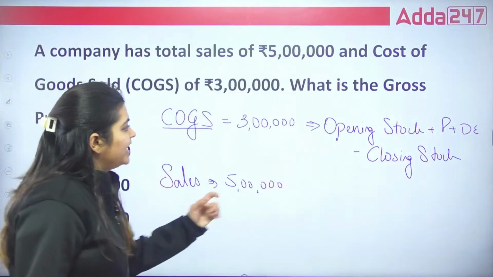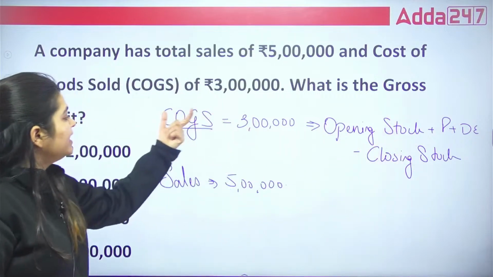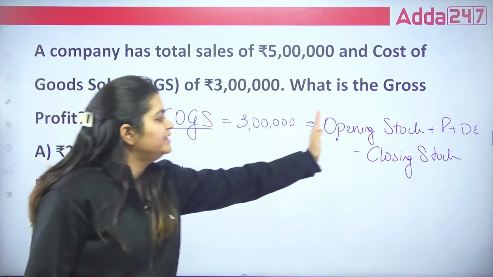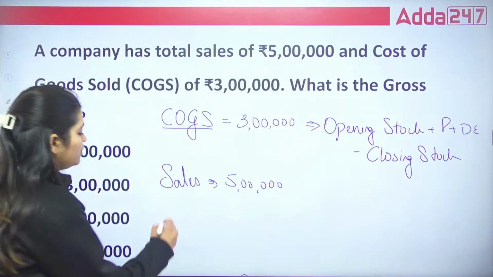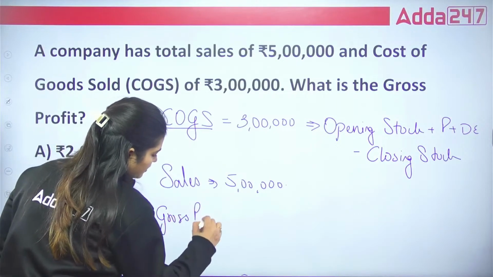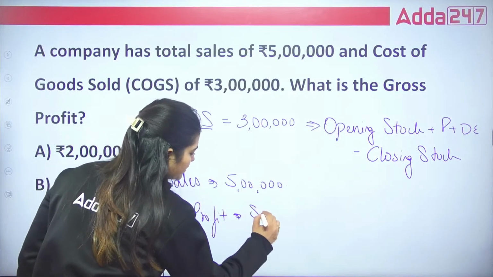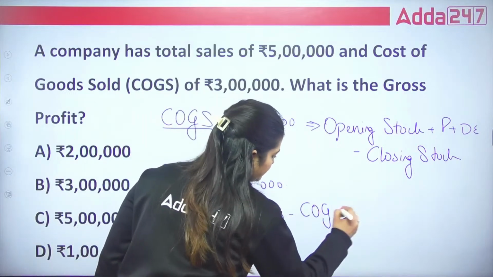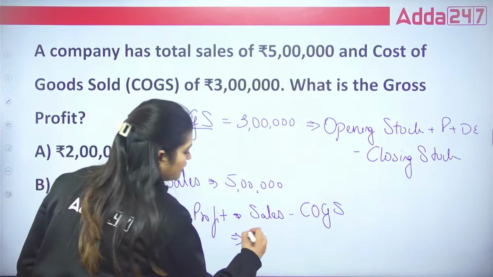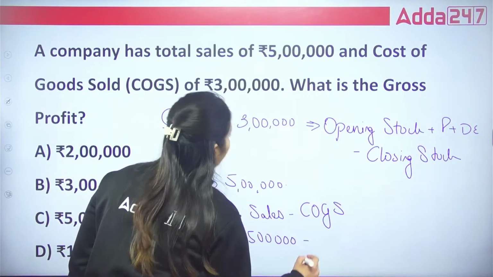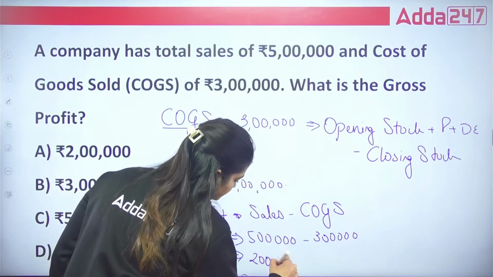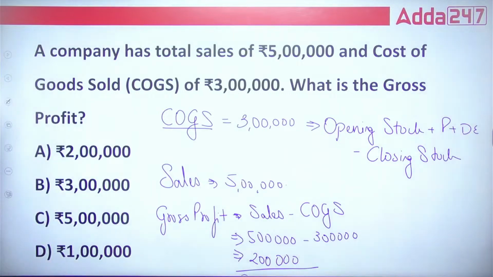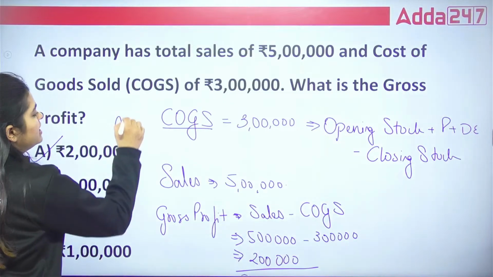Either you subtract sales and all these things, or you can directly use the COGS. So if you use the formula of gross profit when sales and COGS amounts are given, then 5 lakh minus 3 lakh will give you 2 lakhs. So your profit is, yes, correct, 2 lakhs. This is your answer A.